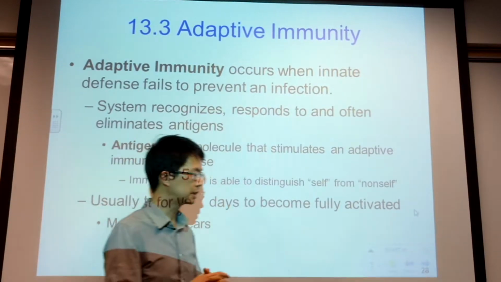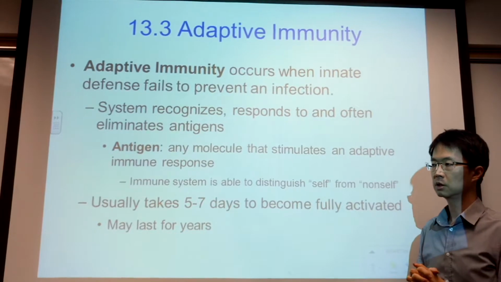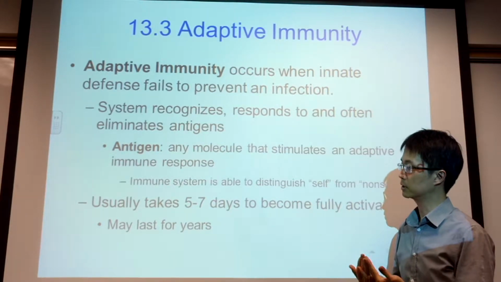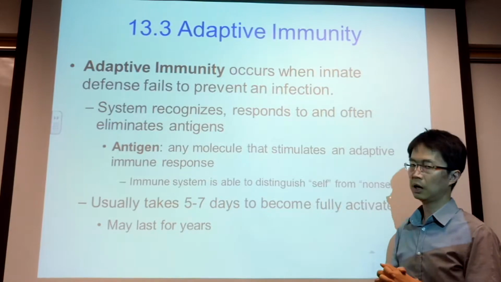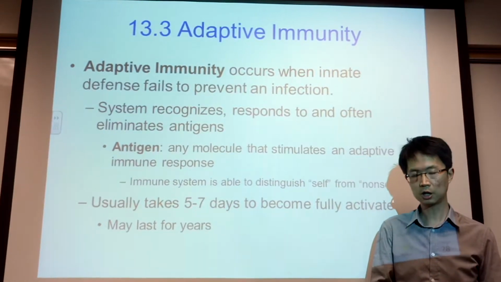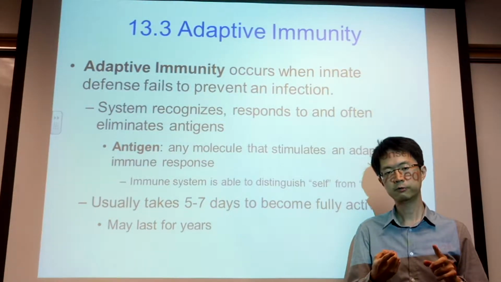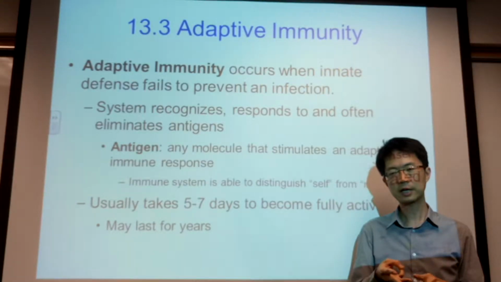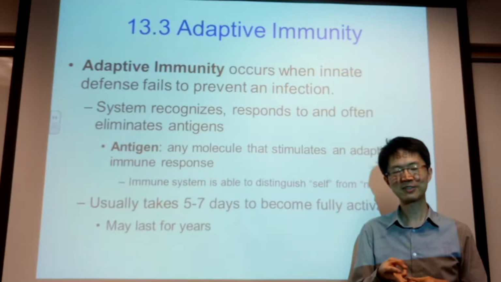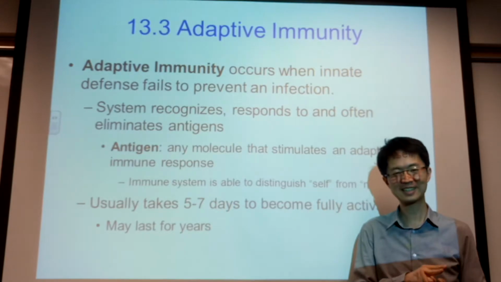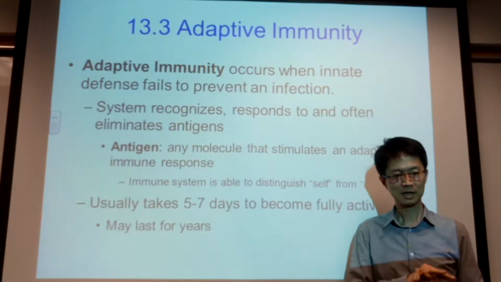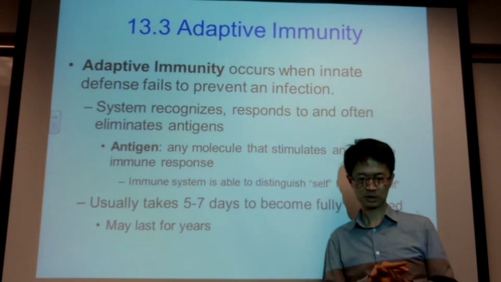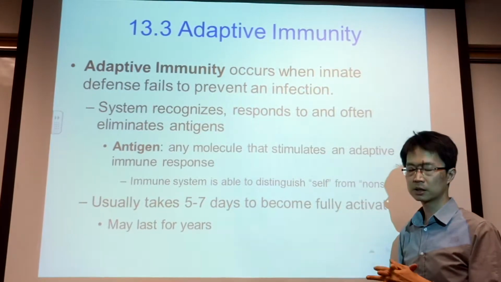Okay, adaptive immunity. We talked about the non-specific immune responses. Now we talk about the specific immune response. Let's say the infection is so strong that it breaks your physical barrier. Inflammation doesn't help. Phagocytosis cannot eat up all the infectious agents, so the infectious agent escapes phagocytosis, and complement or interferon cannot help, they cannot stop the infection. Then what happens next? Next is called adaptive immunity.